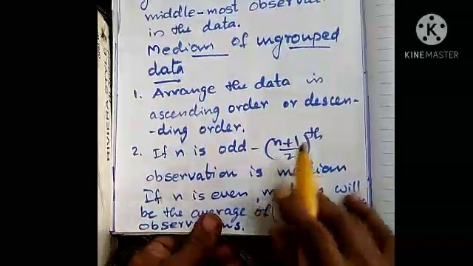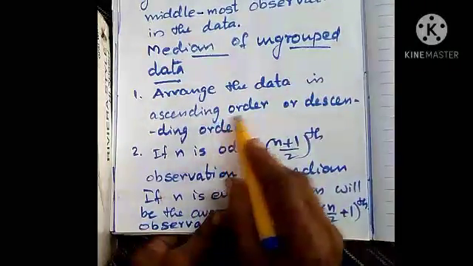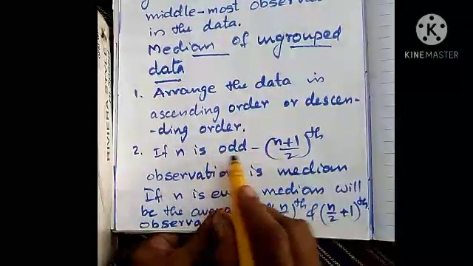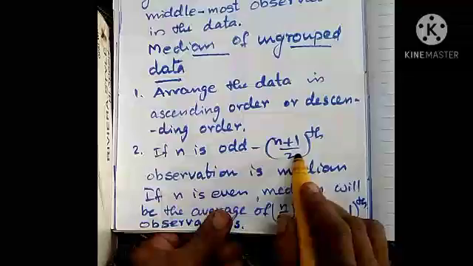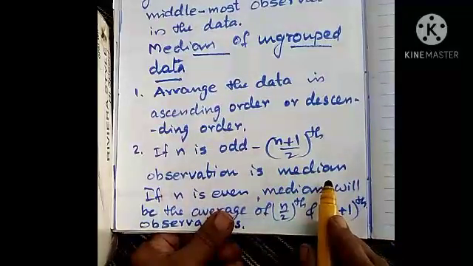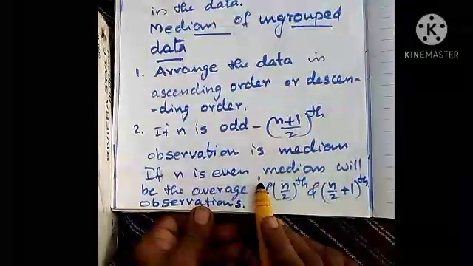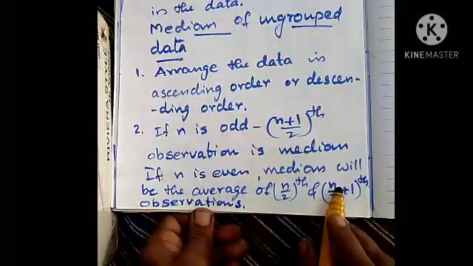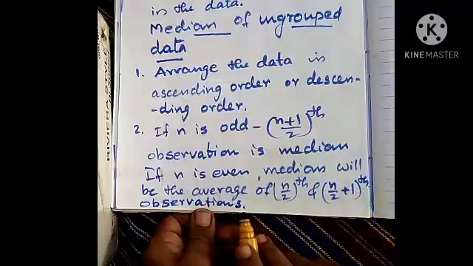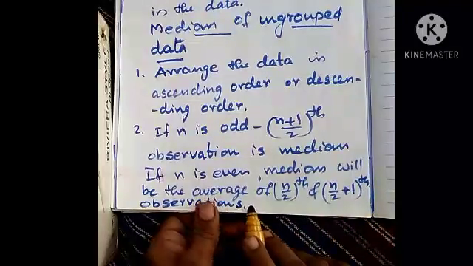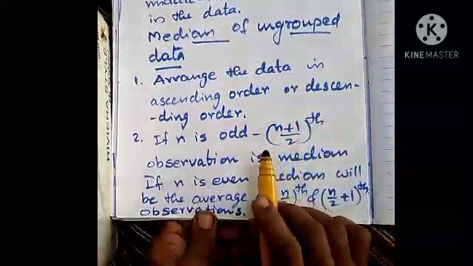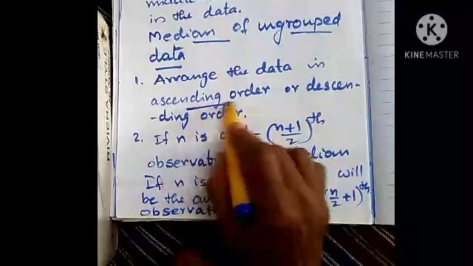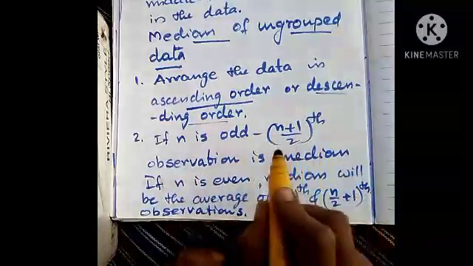First step: arrange the data in ascending order or descending order. Then if n is odd, the (n plus 1) by 2th observation is the median. If n is even, the median will be the average of the n by 2th and the n by 2 plus 1th observation. That is, for finding the median of ungrouped data, we need to arrange the observations in either ascending order or descending order. Then select the middle one.